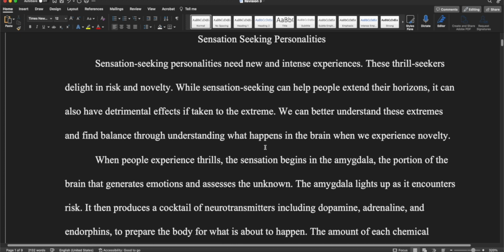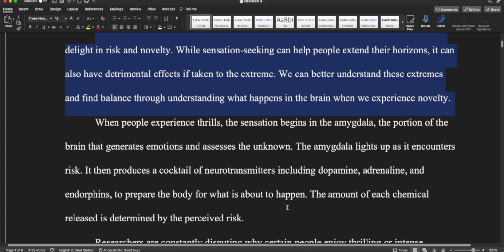Okay, let's read this first paragraph now. Sensation-seeking personalities need new and intense experiences. These thrill seekers delight in risk and novelty. While sensation-seeking can help people extend their horizons, it can also have detrimental effects if taken to the extreme. We can better understand these extremes and find balance through understanding what happens in the brain when we experience novelty. Okay, so we probably need some transitional phrases in there, but since we're in the cutting phase, I'm just going to leave it as is.